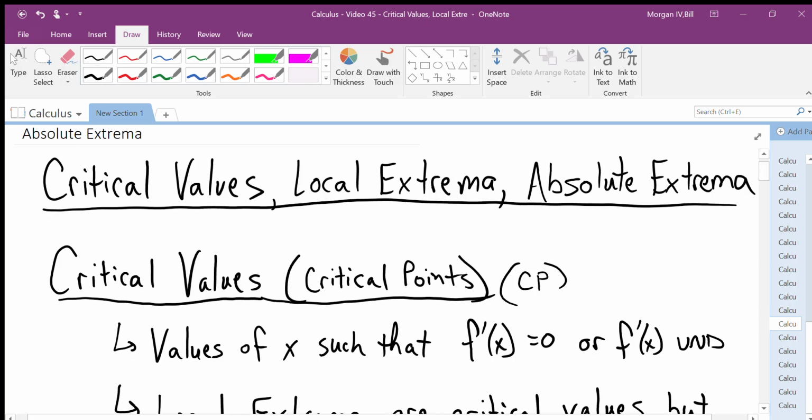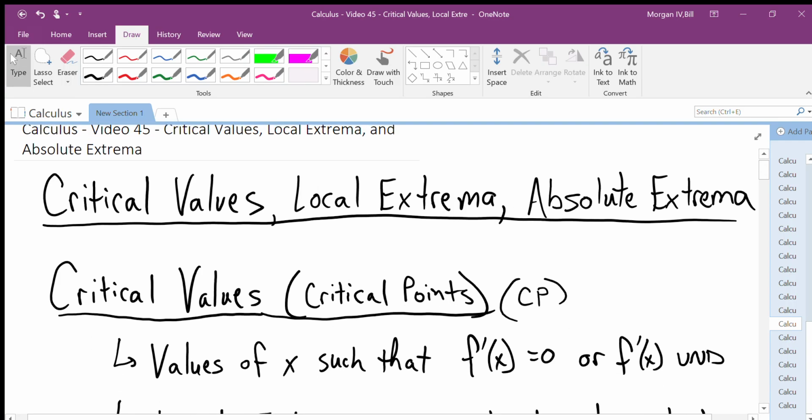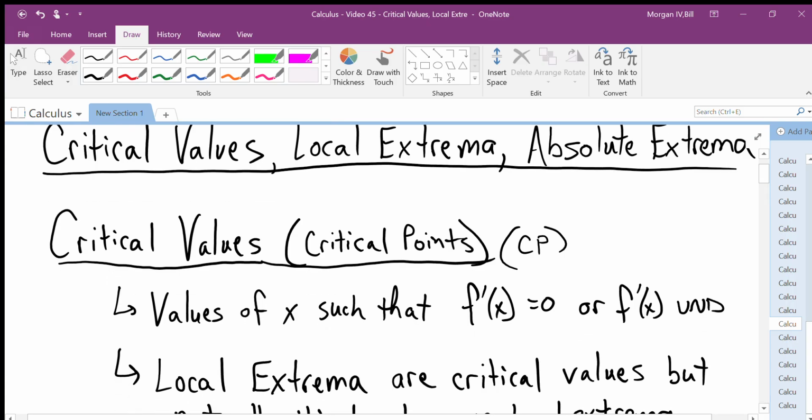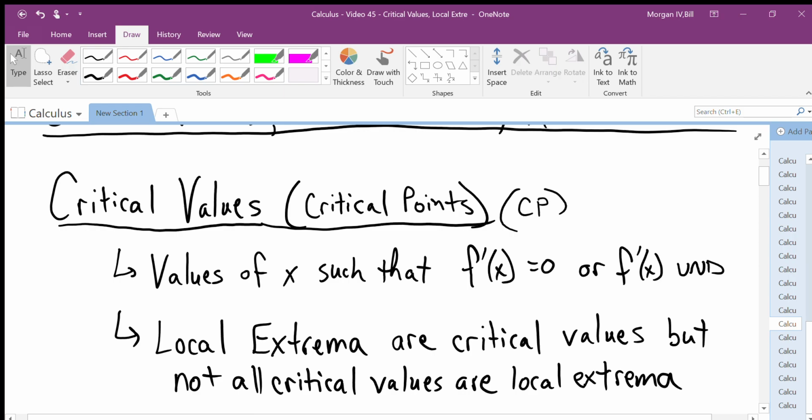Critical values are values of x such that the derivative is equal to 0 or the derivative is undefined. Critical values are values of x such that f prime of x is equal to 0 or f prime of x is undefined. What we're going to find out is that our local extrema, which are our local max and local min, together they are defined as the local extrema. Local extrema occur at critical values, but not all critical values are local extrema.